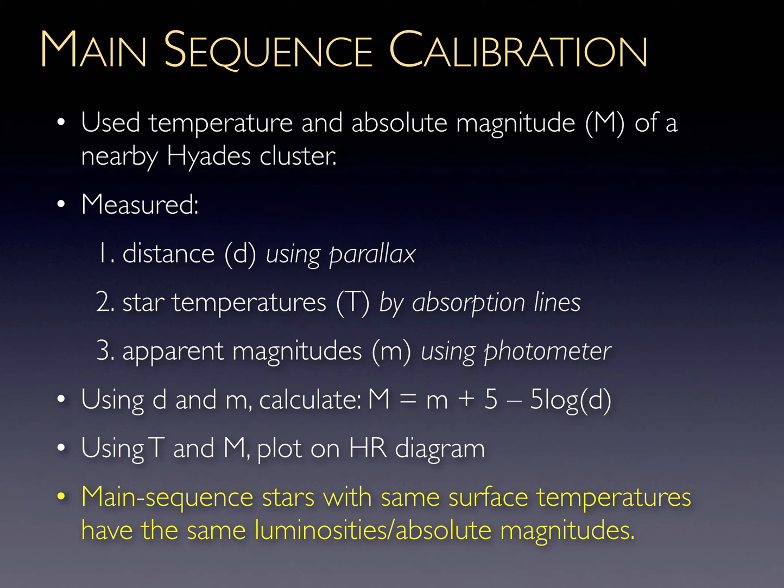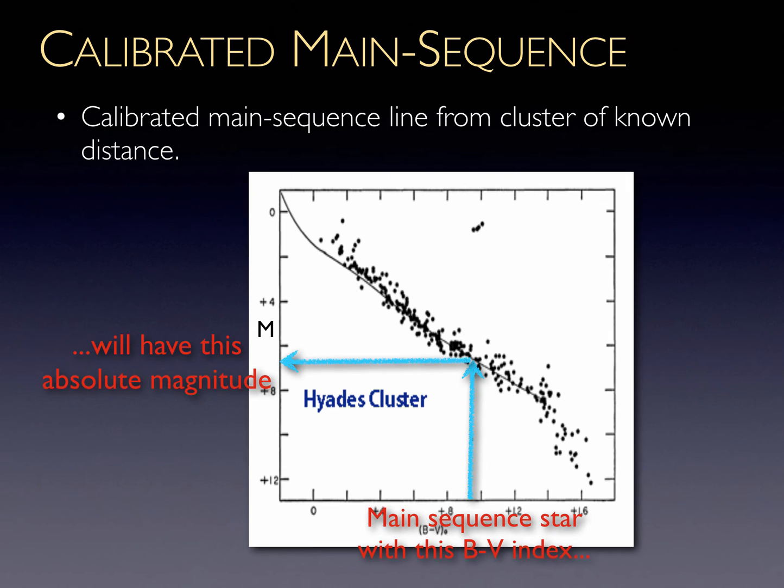Once one has a calibrated main sequence line, then it can be used as a tool to determine the absolute magnitudes of other stars given their temperatures and apparent magnitudes. Recall that temperature can be represented in degrees Kelvin, or by BV color index, or by spectral classification.